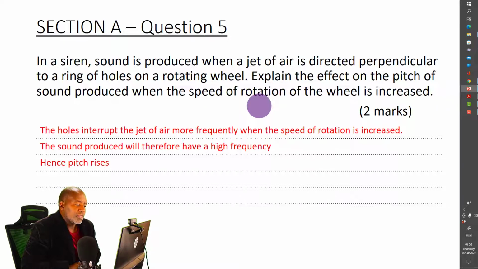In sound, the physical quantity which is represented by pitch is frequency. So you must mention frequency. The frequency at which the air jet is interrupted rises, and that means the pitch of the sound changes. And that's all about question number 5. Let's go to question number 6.